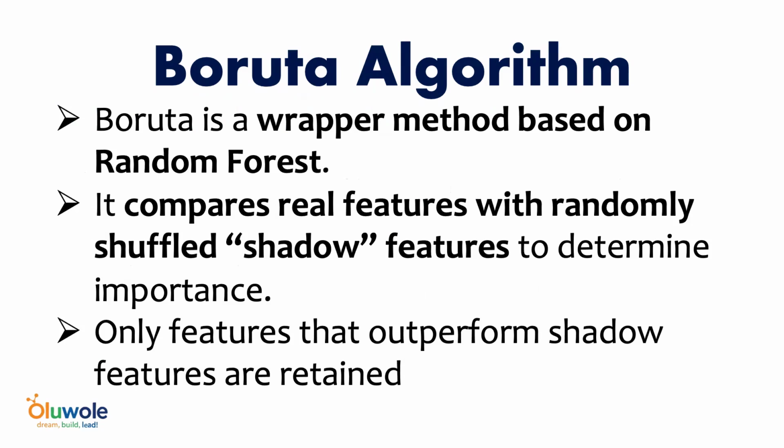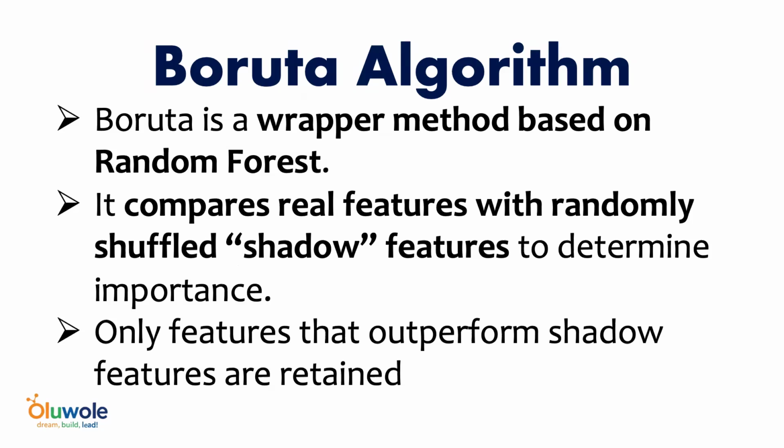So it's a wrapper method. When they say wrapper, because we are compressing, they call it a wrapper. When you compress it, you are wrapping your features inside. So that's why we call it a wrapper method. Based on random forest, it compares real features with randomly shuffled ones, which it calls the shadow features, to determine the importance. That's just it.